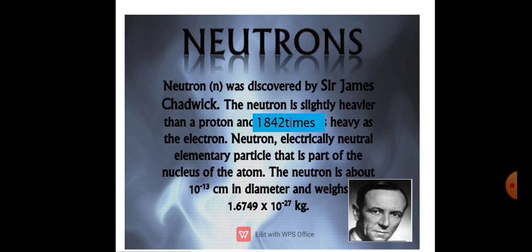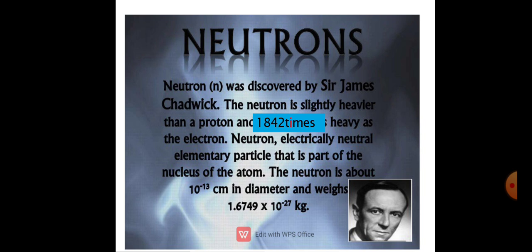The neutron is an electrically neutral elementary particle because neutrons have no charge. It is present in the nucleus of an atom because of its heavy mass. Both the proton and the neutron are present in the nucleus of an atom because of their heavier masses, and the electrons revolve around the nucleus.